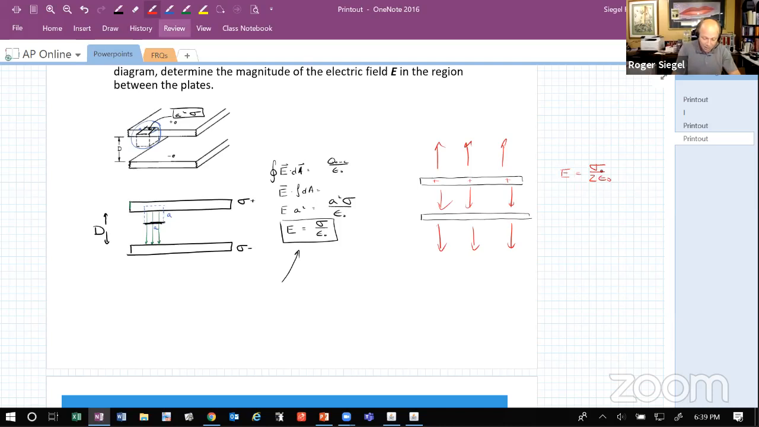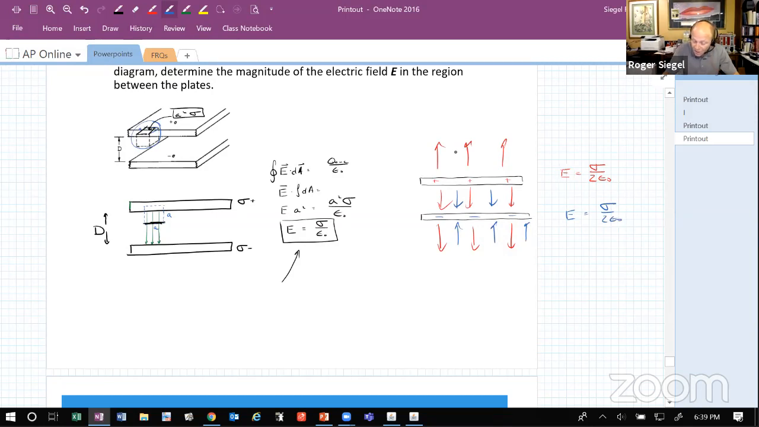Remember, this is relative to the size of the plate. Now, this would be my negative plate, and a negative plate would have electric field lines pointing towards it like this, and it also would have an electric field of sigma over 2 epsilon naught.